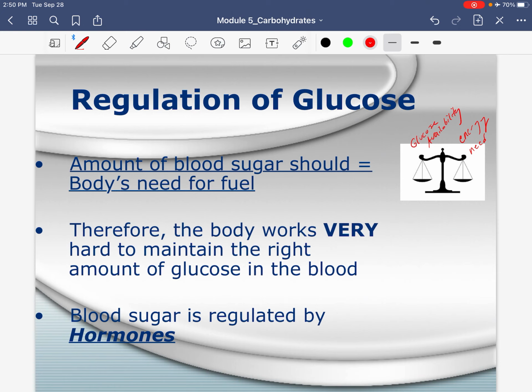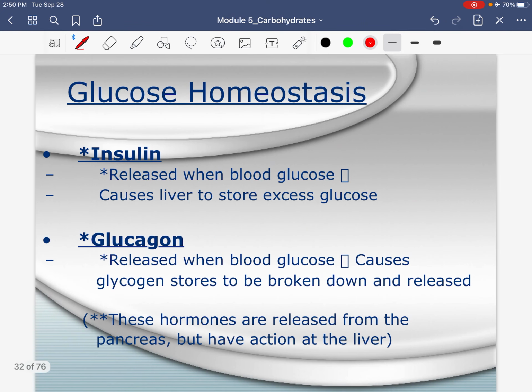If we're sleeping and we don't need as much energy, then we need to decrease the amount of glucose available to the cells. This balance is regulated by hormones. And I'm pretty sure you've heard of these hormones: insulin, and then the opposite hormone is glucagon.